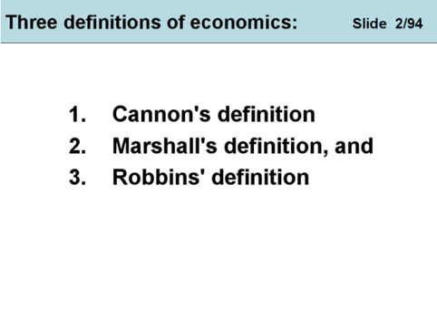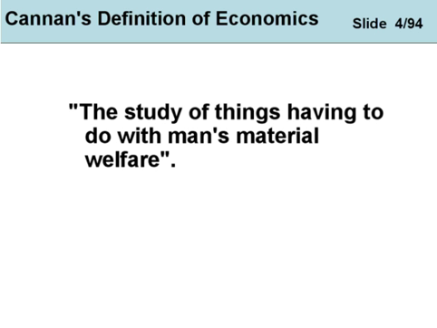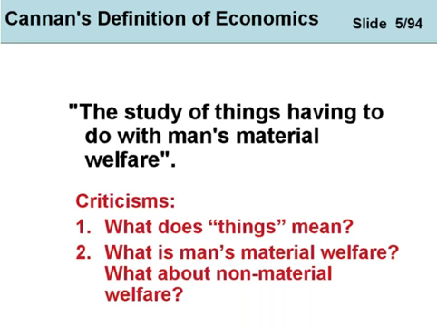The first definition, however, was put forward by a very famous economist of the early part of the 20th century, Cannan, and he defined economics simply as the study of things having to do with man's material welfare. This is a lovely definition, very straightforward, very simple, gentle definition. Unfortunately, there are holes in the definition, there are problems with the definition. For a start, what does things mean? It's very indeterminate. Things doesn't make a lot of sense.